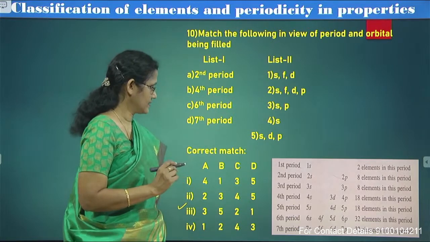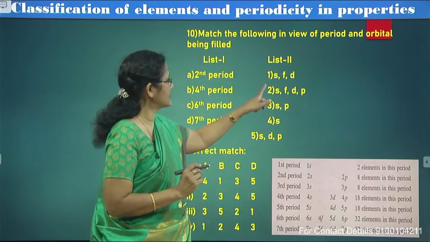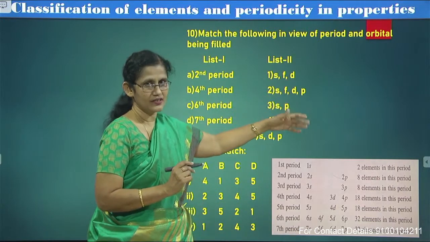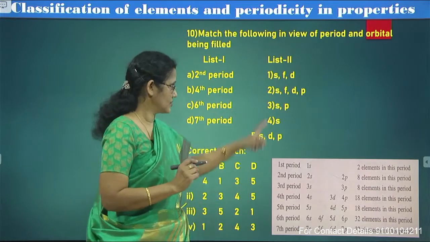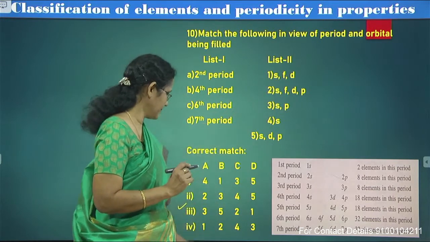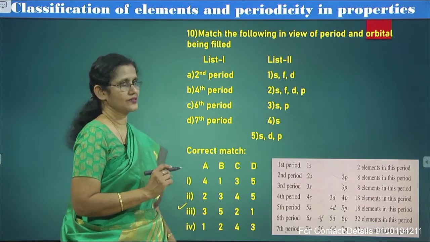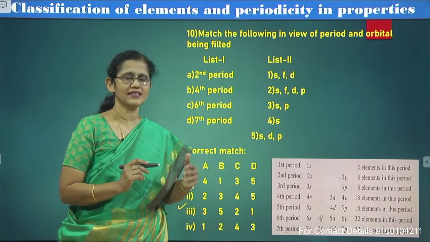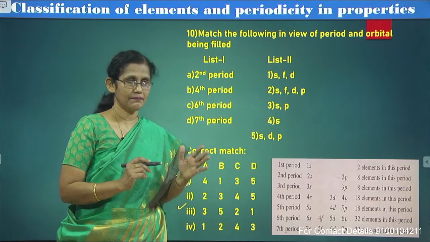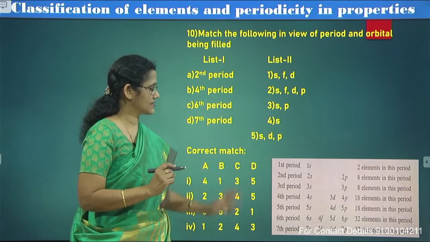Seventh period, how is the order? S, F, D. The p orbitals are yet to be officially announced, the p block elements. So, S, F, D in the 7th period. So, the third option should be correct. You must know the order of filling of various energy levels, sub levels in each main energy level, then we can easily answer such questions.